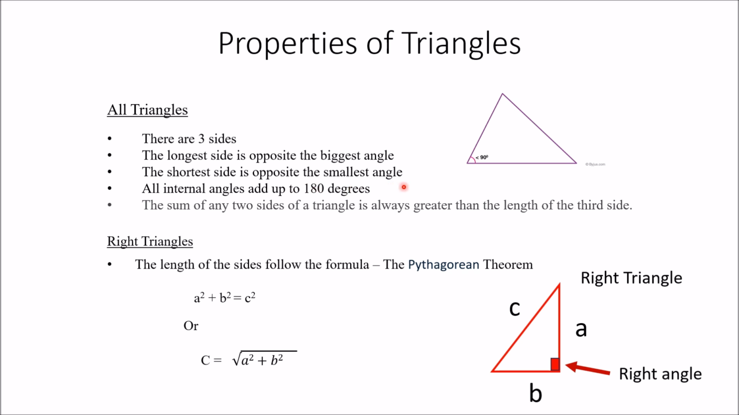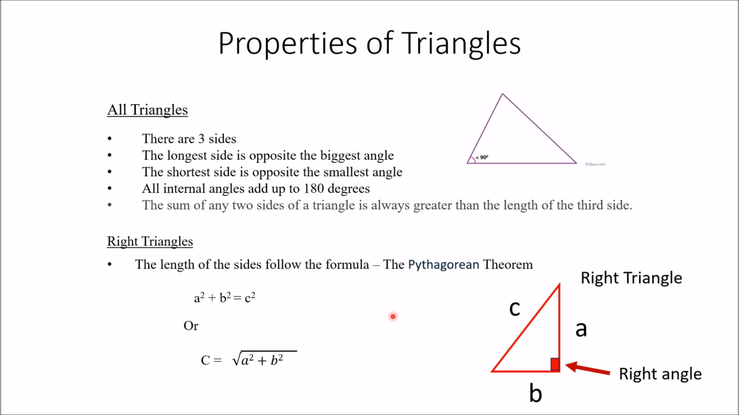All internal angles add up to 180 degrees. So if you measure these angles, each one of these angles internally, inside the triangle that is, they will add up to 180 degrees all the time. The sum of any two sides of a triangle is always greater than the length of the third. So that makes sense because this is the shortest path between two points. And if you take any other path, like this way to this way, it's going to be longer. So the length of any two sides is always greater than the other side.